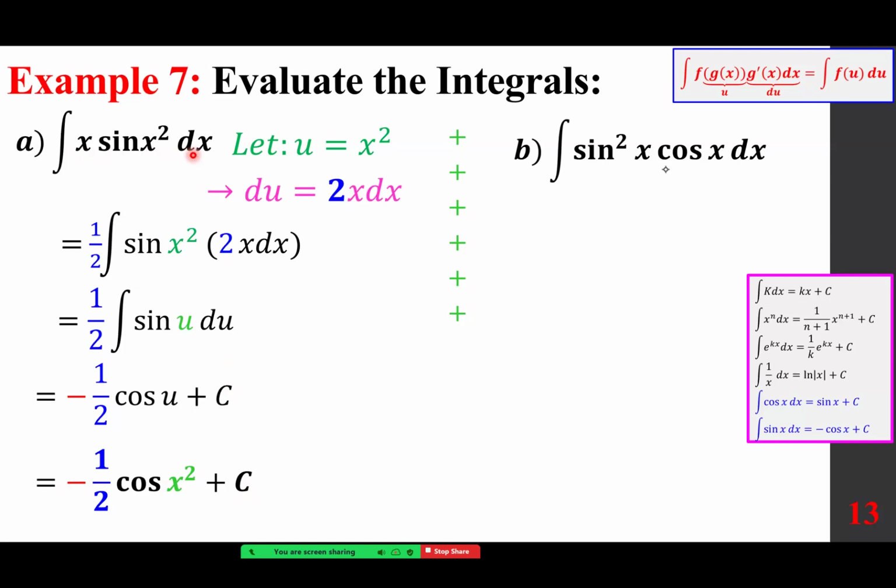If we have sine and cosine, the one which has the exponent is a choice of u without the exponent. Sine has the exponent, so sine is the choice of u. The derivative of sine is cosine x. So du is cosine x dx.